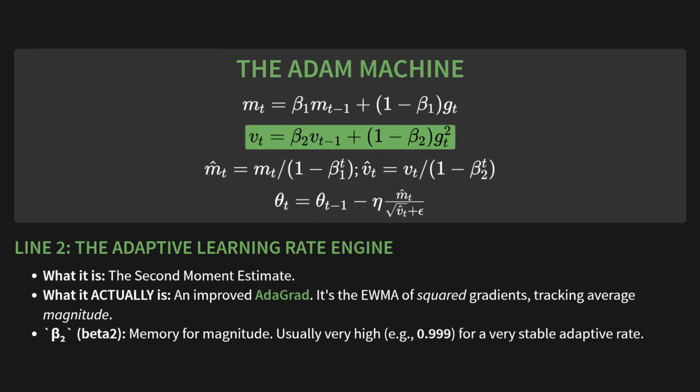Okay, next, line 2, the adaptive learning rate engine. Here, the formula is v sub t equals beta 2 times v sub t minus 1 plus 1 minus beta 2 times g sub t squared. What is it? The second moment estimate. And what it actually is, is an improved Adagrad. It's the EWMA of the squared gradients, which tracks the average magnitude. Beta 2, the memory factor for magnitude, is usually very high, like 0.999, because we want a very stable adaptive rate.